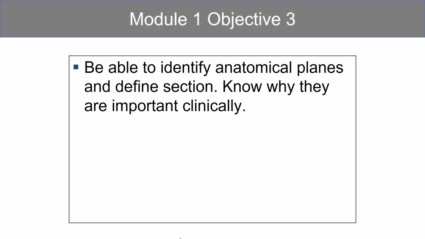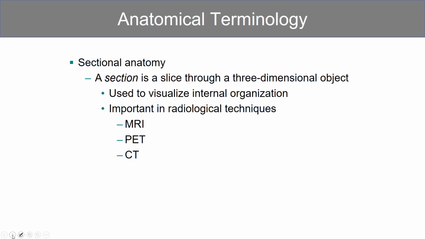Module 1, Objective 3: be able to identify anatomical planes and define section. Know why they're important clinically. We use planes in sectional anatomy, and a section is a slice through a three-dimensional object used to visualize the internal organization of tissues. These are very important, and we use these in radiography, in techniques such as MRIs, PET scans, and CTs.